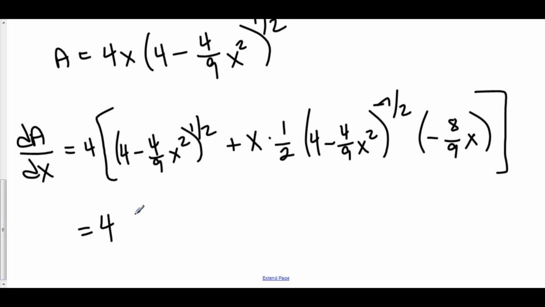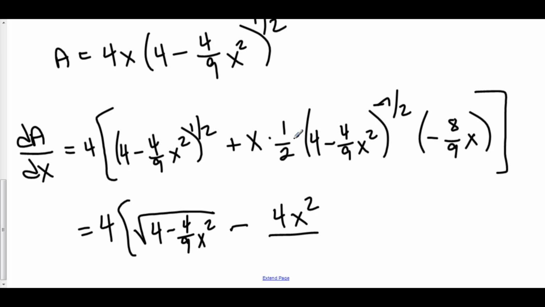We've got 4 times the square root of 4 minus 4 over 9 x squared, plus, here we have 1/2 times negative 8 is negative 4, x squared on top, so we have plus, let's see, it's not plus, it's minus 4x squared, this 1/2 is gone, over 9 times the square root of 4 minus 4 over 9 x squared.